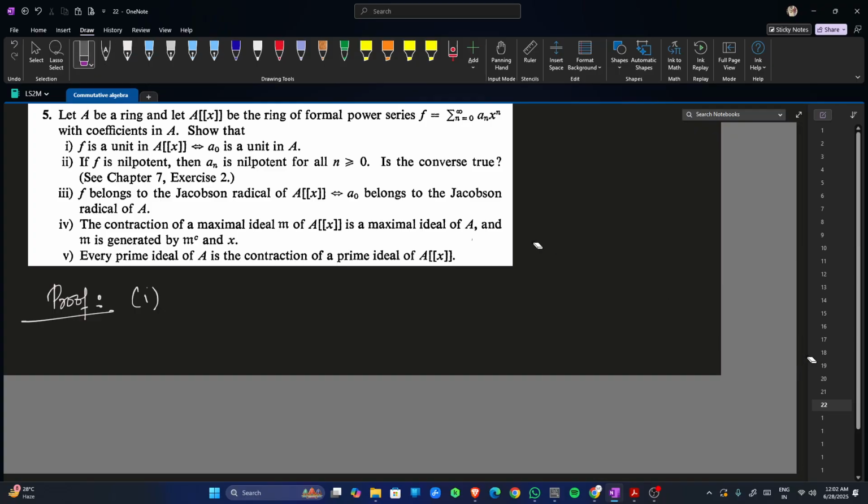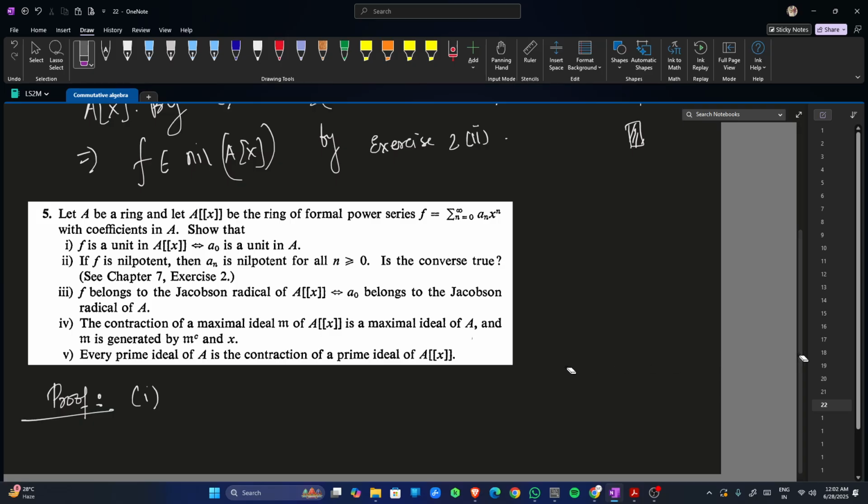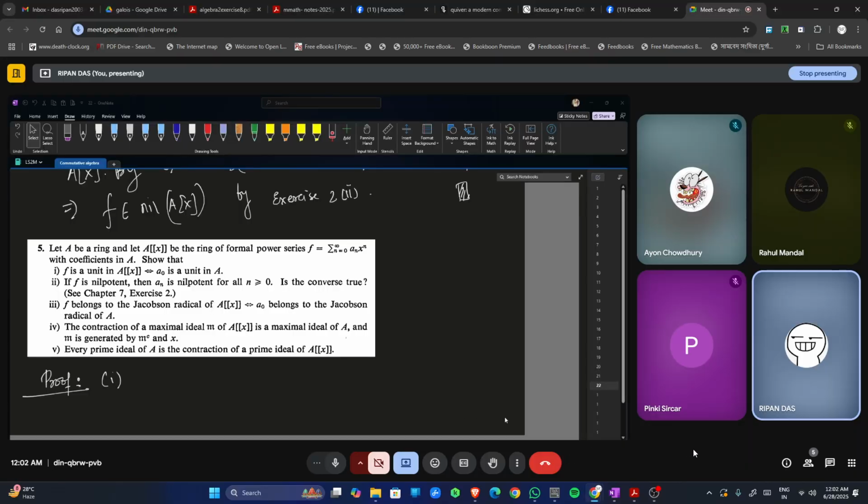So okay, any idea how to solve this problem number 5.1? Any idea? Please speak up. Please interact. No. Okay, that's the most expected answer.